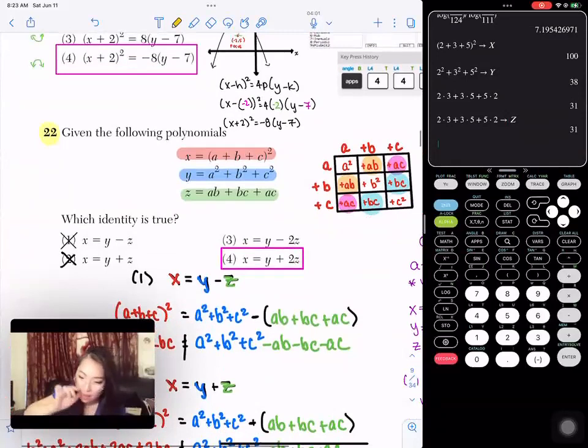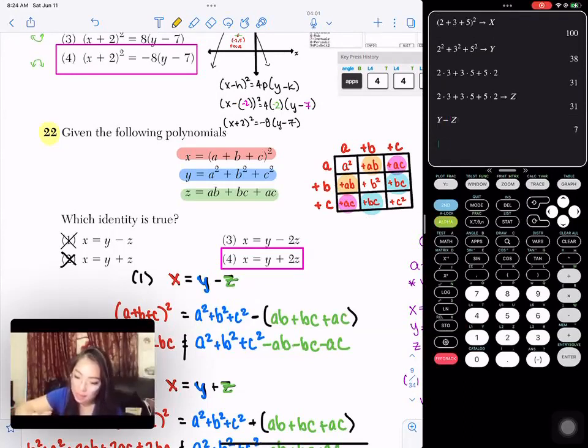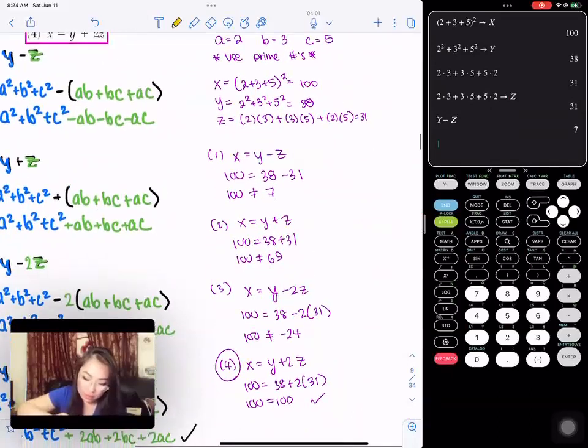I'm going to say, well, X I know has to be 100. So if I do second y minus alpha z, I meant alpha, sorry, that's going to be 7, which is not 100, doesn't equal 7. And then since I already typed it, I'm just going to add it, and that equals 69. That's not going to work either.